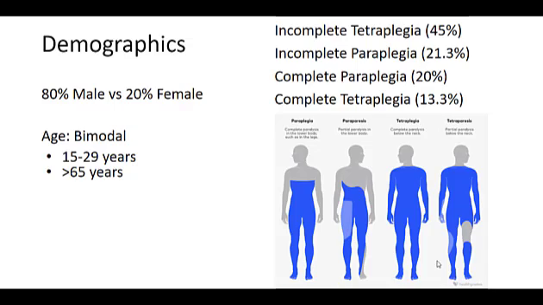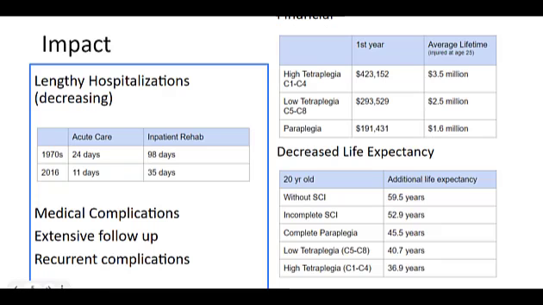And you can see here that the highest percentage is the incomplete quadriplegia, followed by the incomplete paraplegia, and then complete paraplegia, and finally by complete tetraplegia, which is fortunate because that is by far the most severe category.